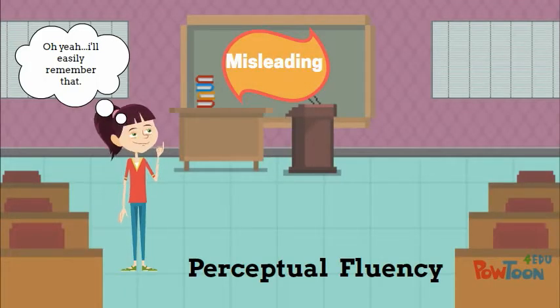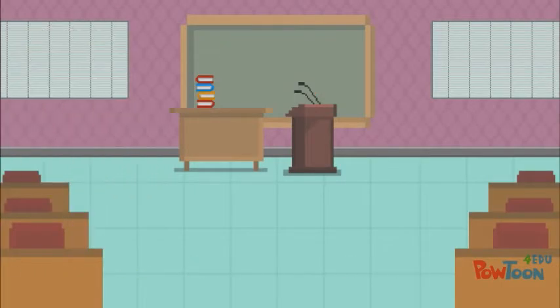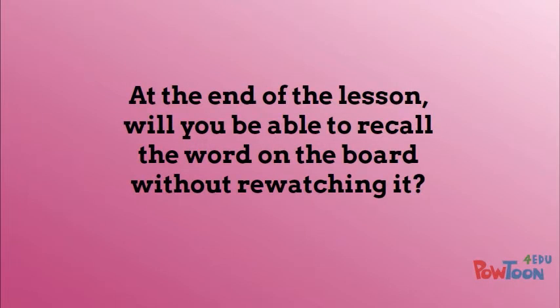Misleading cues can also happen because of perceptual fluency. We think that words that are easy to perceive because they are in different fonts, larger, or in bright color will be judged as easier to remember or recall in the future. But at the end of the lesson, will you be able to recall the word on the board without re-looking at it?